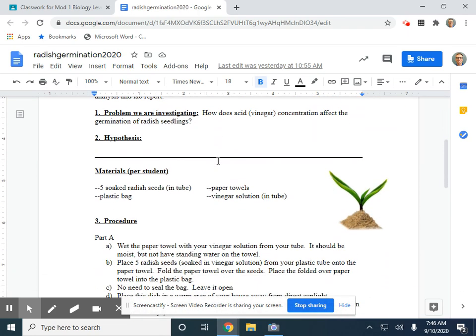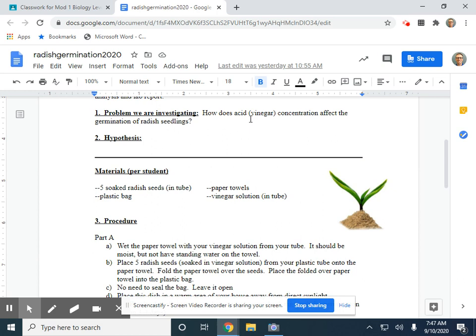Whenever we do the scientific method, and we'll take some notes on this, the first thing we always do, and every scientist does this, whether researching cancer or coronavirus or whatever it is, they state the problem they're investigating. They're stating the question. They're basically saying, what don't I know and why am I doing this experiment? So if you look right here, I gave that to you. Our question is, how does acid concentration affect the germination of radish seedlings?